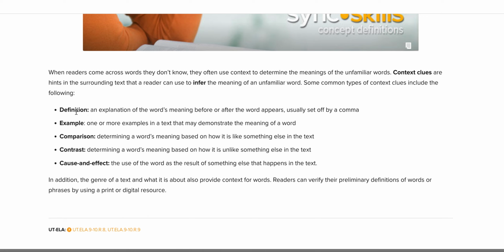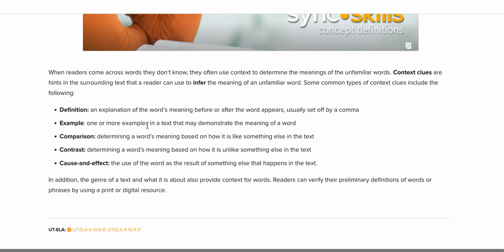Number 1, definition. An explanation of the word's meaning before or after the word appears, usually set off by a comma. And we'll take a look at this type in a little bit, but it is sometimes common for an author to use a word that they know is not going to be that common for a lot of readers, and then they will offer a quick little definition, either before they say the word or right after they say the word.